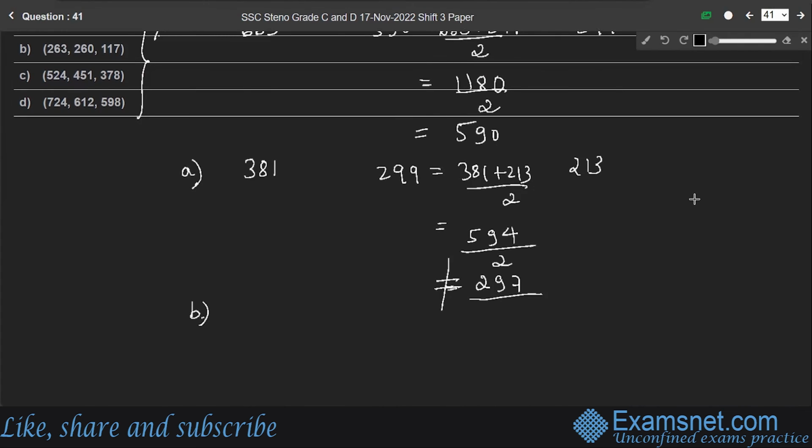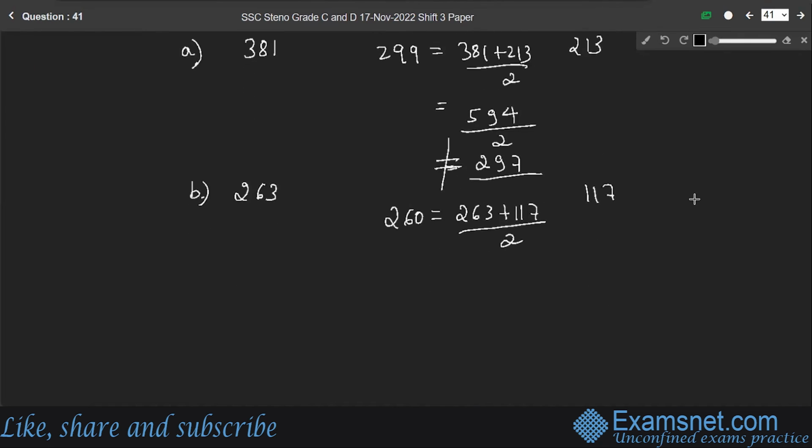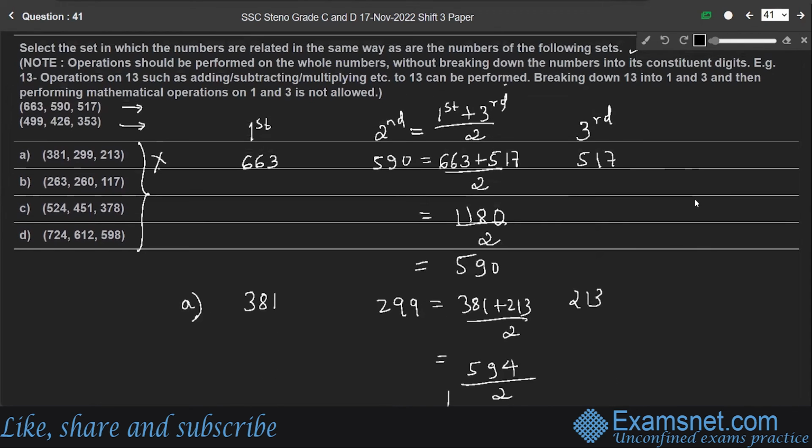Option B, in which 263 is the first number and the last number is 117. The second number is 260. So according to the logic, first number 263 plus last number 117, divided by 2, should be equal to the second number. So we'll add these two numbers: 380 by 2. Yes. So 380 by 2 is 190, which is not equal to 260. Hence option B doesn't follow the logic of the given two sets.